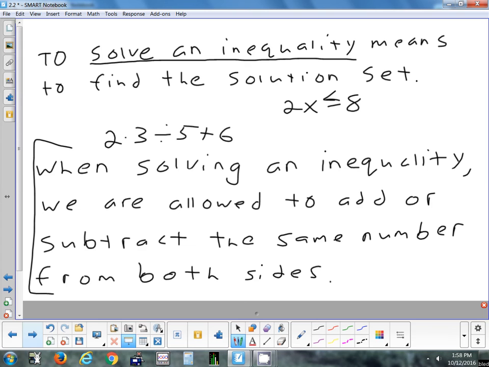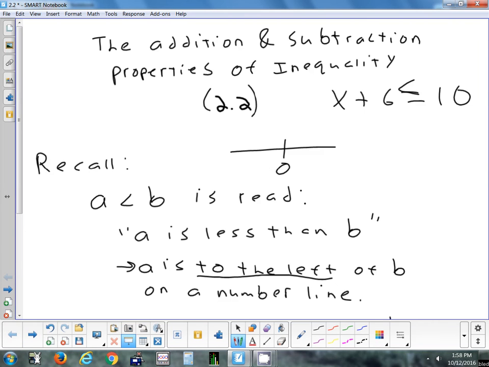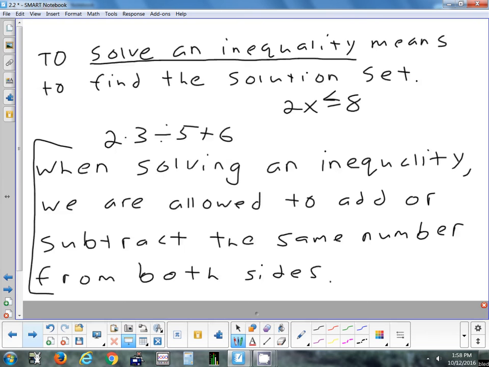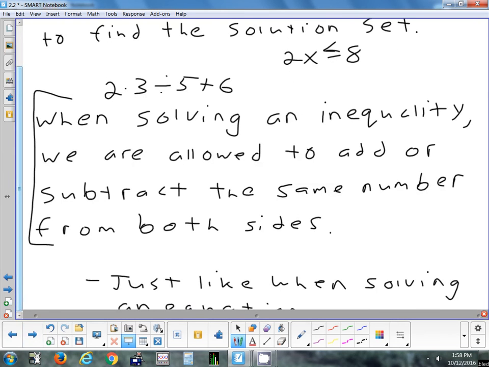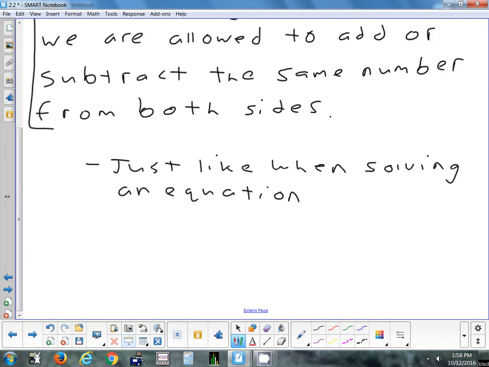What else are you allowed to do besides add and subtract? What are the other two operations? Yep. Multiply and divide. We're not doing multiplication and division today. The reason why is there's a trick when you're solving inequalities. Something comes up that you've got to be careful with. So we're going to save multiplication and division for tomorrow. As Liam just said, this is just like when you solve an equation.